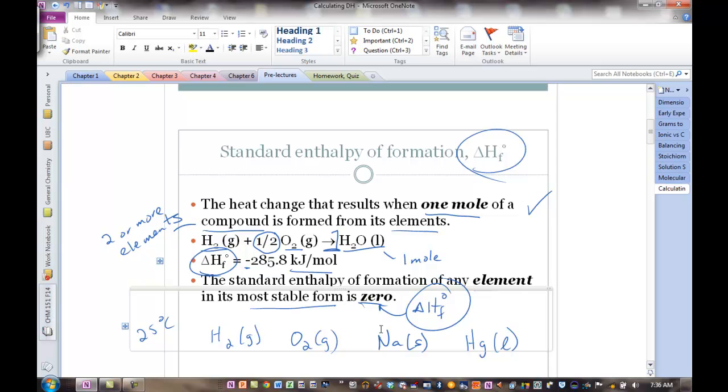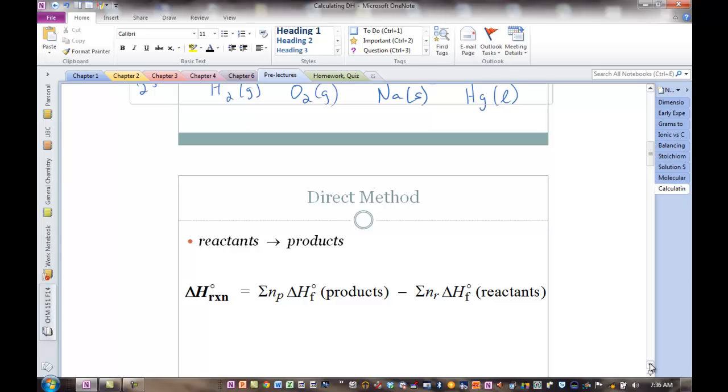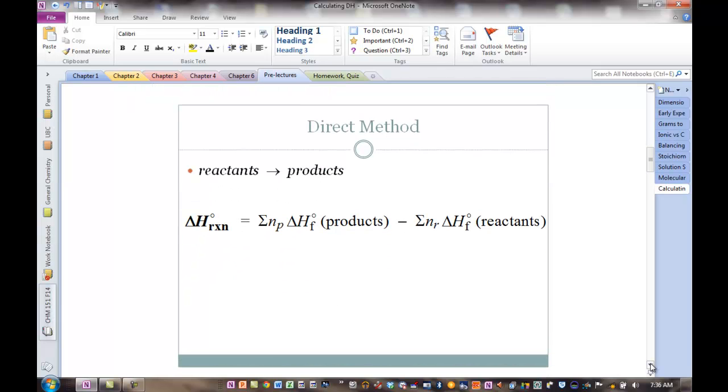All right, so let's take a look at how we're going to do this. I guess the table comes up with these delta H formation values in a minute. Very simple equation. General equation, we're going reactants to products, of course. And to calculate the delta H for this particular reaction, we're going to use Rxn for reaction. This superscript means standard state conditions.